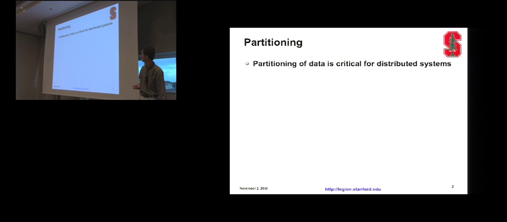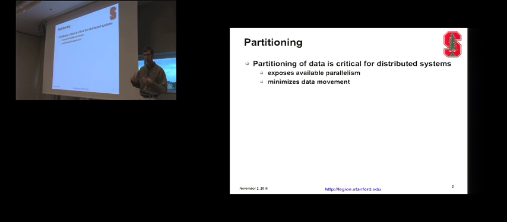The main reason we do this is that partitioning of data is absolutely critical when you're writing a program for a distributed system. It exposes the available parallelism in the system. You need to be able to find work to do on all the different processors in your system, and they're going to need to operate on different data.